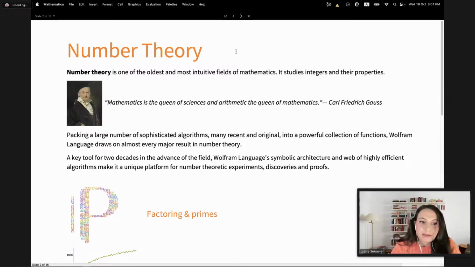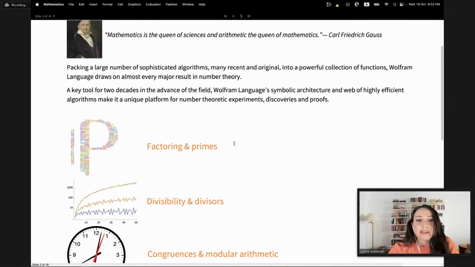the queen of mathematics. So the Wolfram language draws on almost every major result in number theory, packing a large number of sophisticated algorithms, many recent and original, into a powerful collection of functions. It's been a key tool for 2 decades in the advance of the field, and the Wolfram language's symbolic architecture and web of highly efficient algorithms make it a unique platform for number theoretic experiments, discoveries, and proofs.